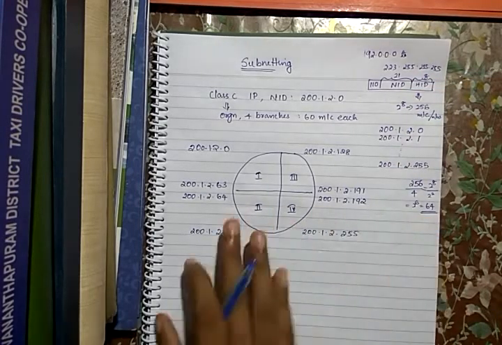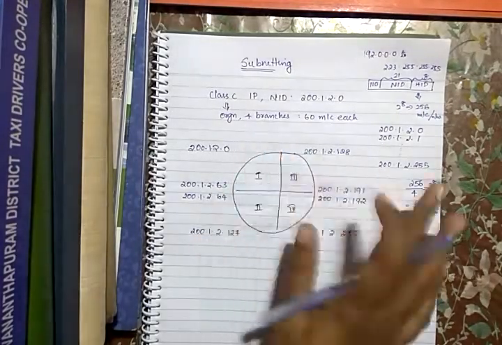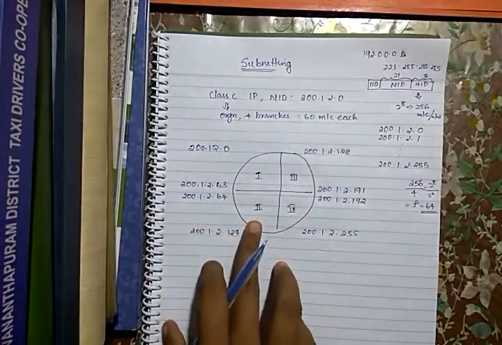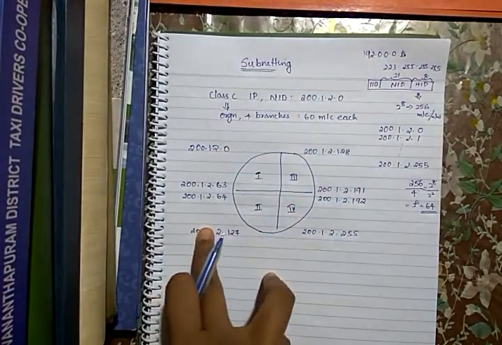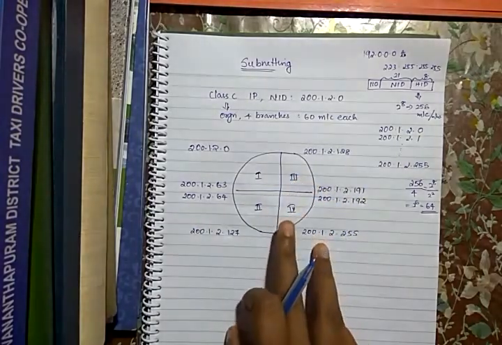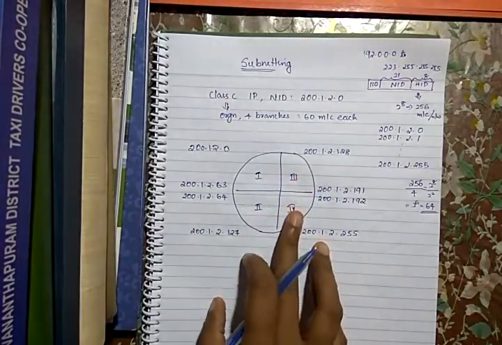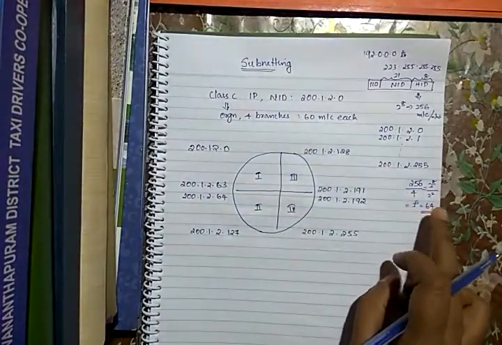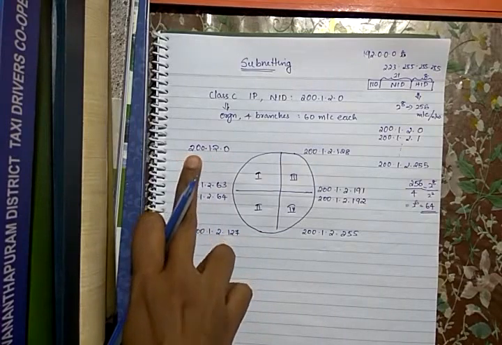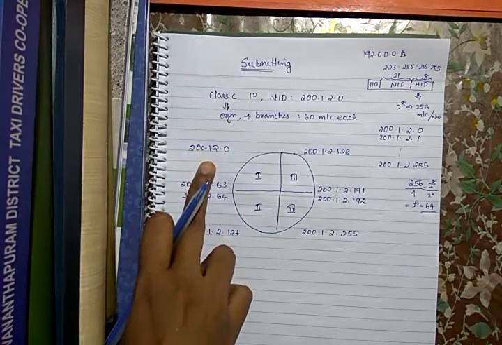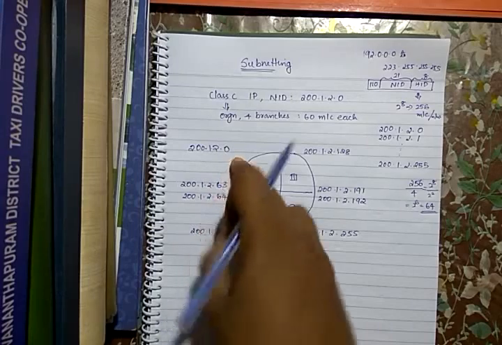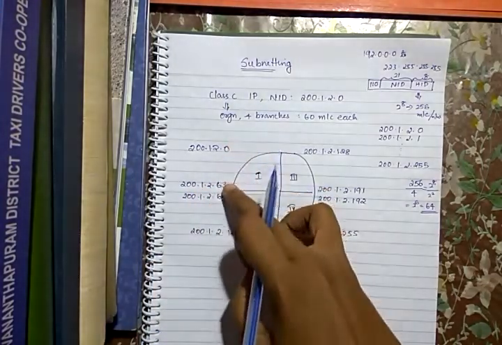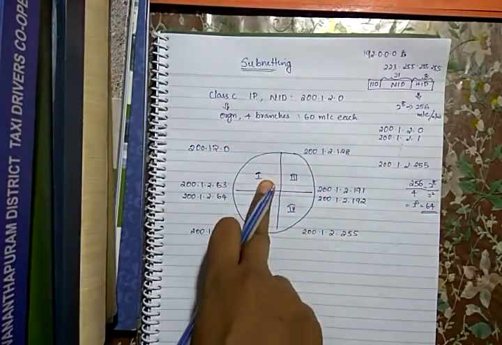So what they are doing is dividing the total IP addresses into 4 parts. Part 1 will be given to the first branch, part 2 to the second branch, 3 to the next branch, and 4 to the fourth branch. In part 1, how many IP addresses will be coming? 64 IP addresses. So what is the range? If you give the very first address, it will be 200.1.2.0 to 200.1.2.63. Any IP address within this range is given to branch 1.